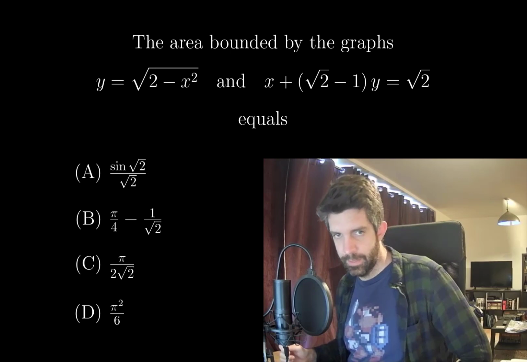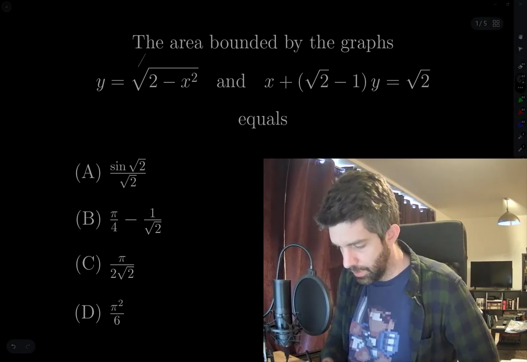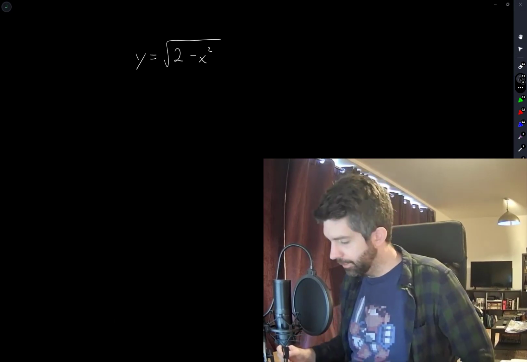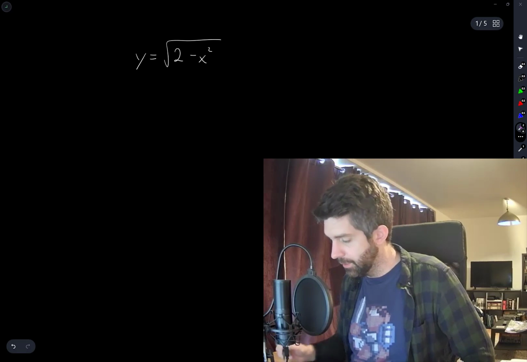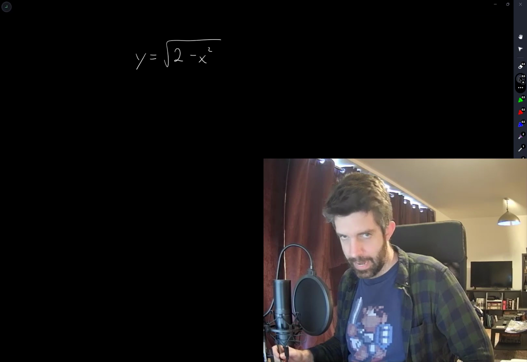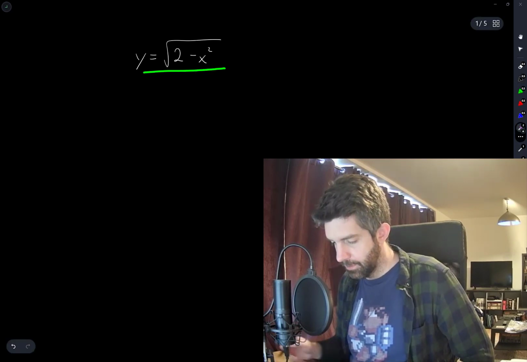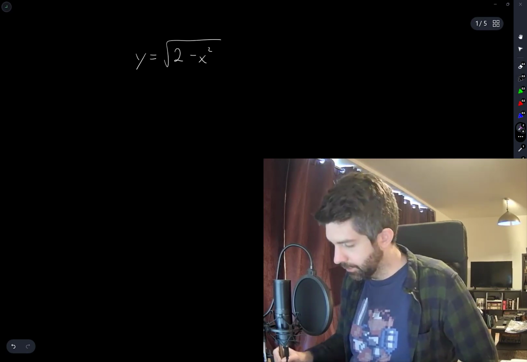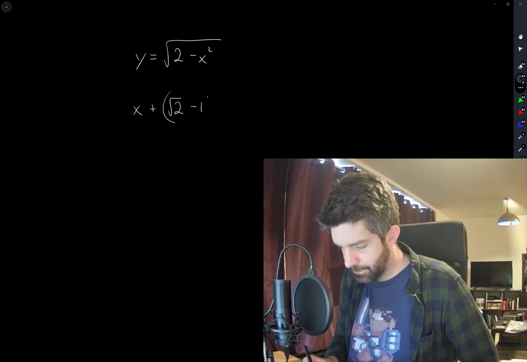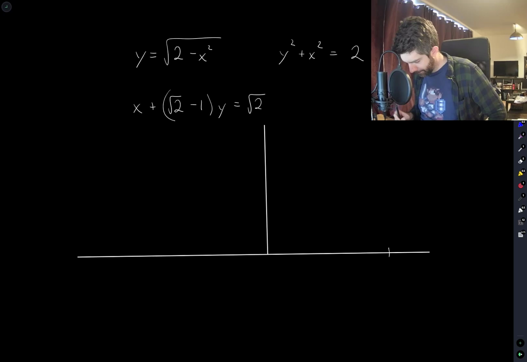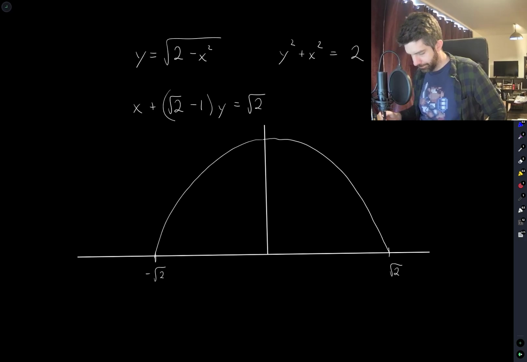So I note that in the first expression, because we have y is equal to the root of 2 minus x squared, this puts limits on x. X has to be between plus and minus root 2. And this is going to form the upper part of a circle. And of course, the second expression will give us a straight line. Just a rough sketch of the circle.